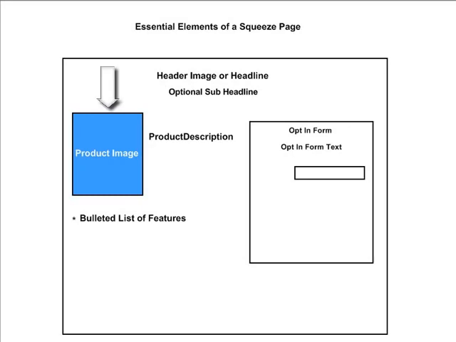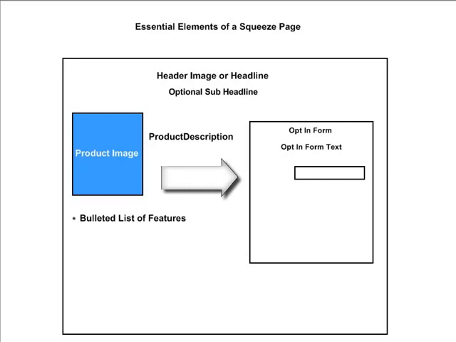Next, you should have a product image. A product image gives perceived value to the product that you're going to give away on your squeeze page. And you should be giving away a product or some item on your squeeze page to encourage people to opt in. Next, you should give some product description. This will, of course, describe what the product is that you're giving away. Do a good job of describing what it is and give some sort of value to the product through your description.